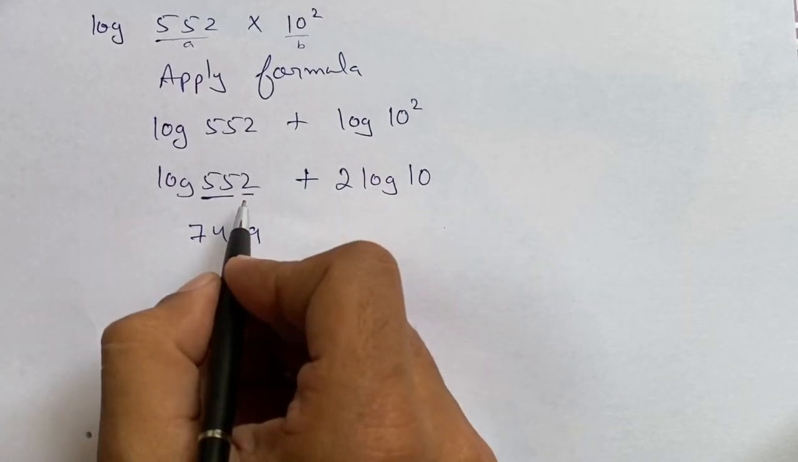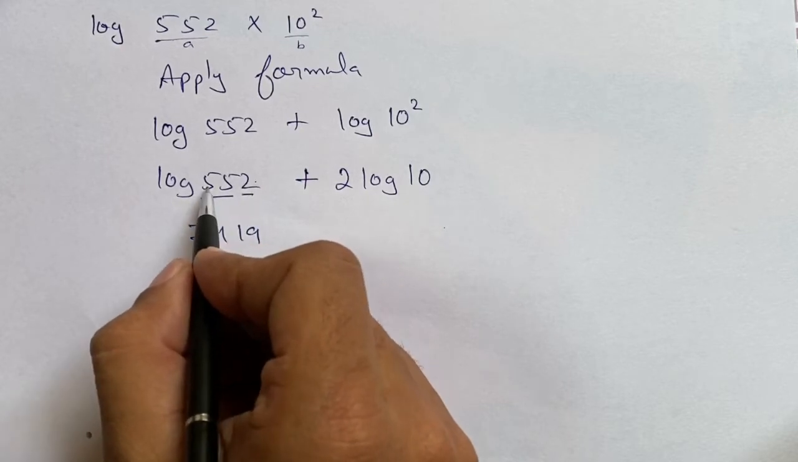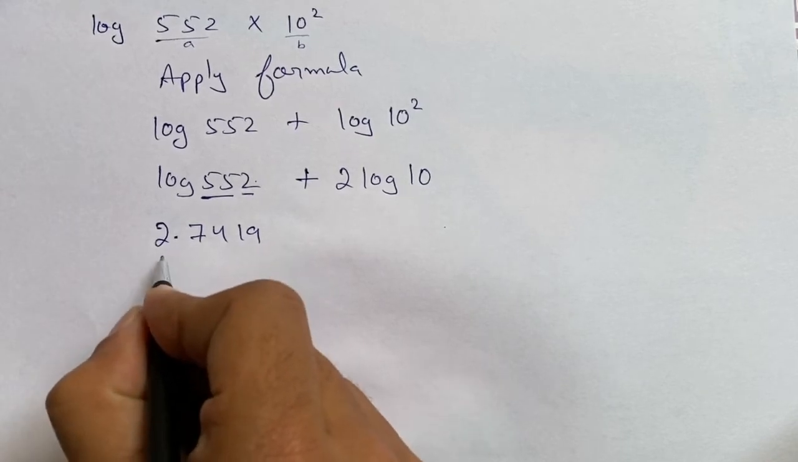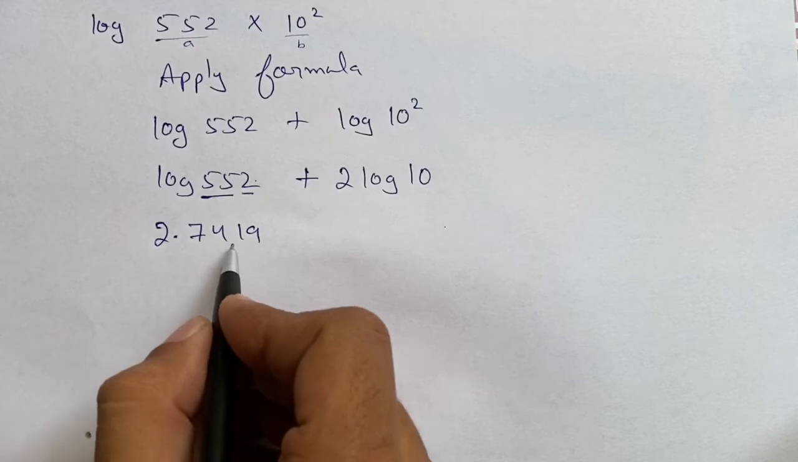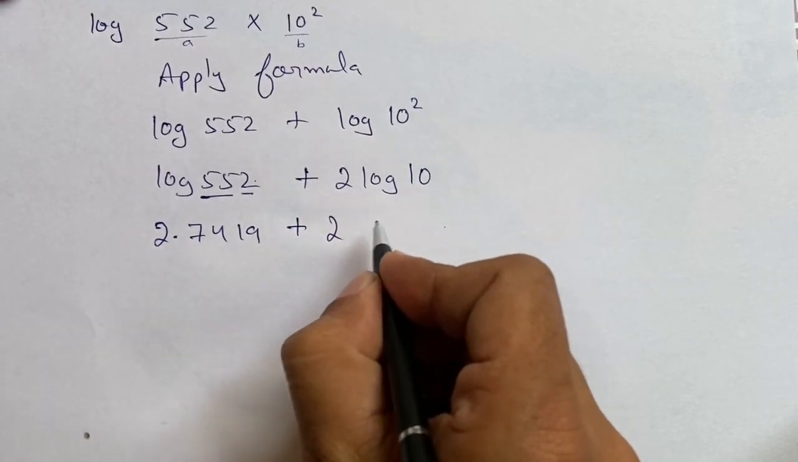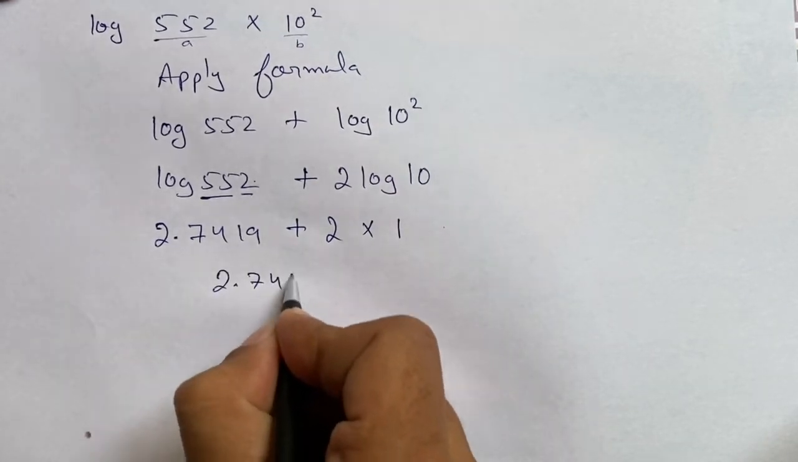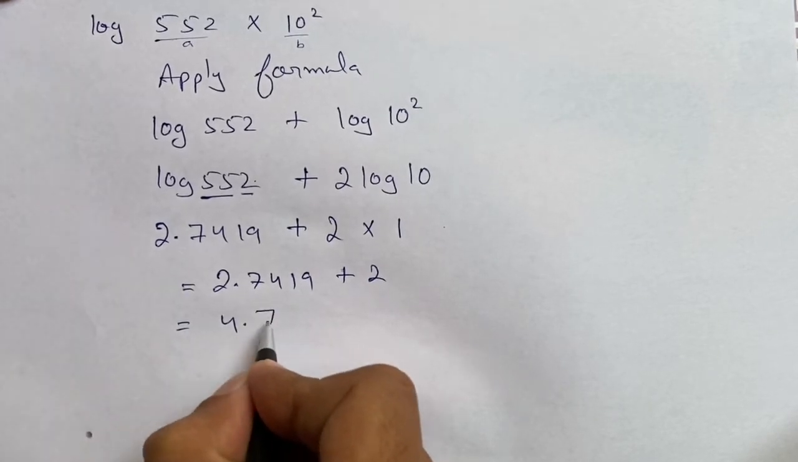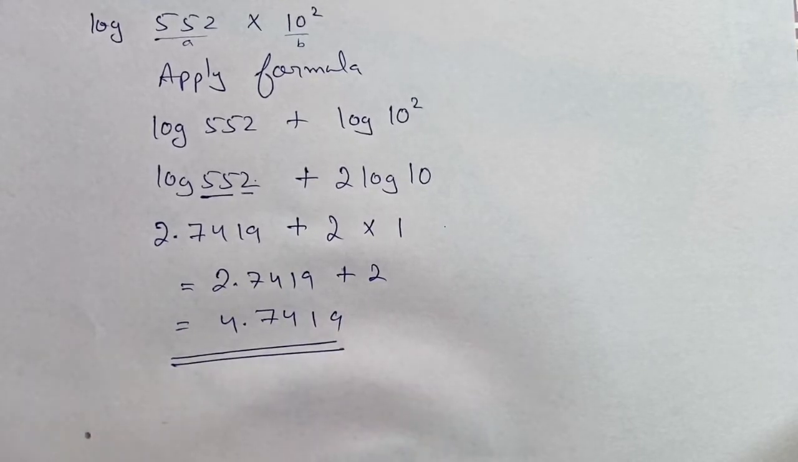As I told you, we have to suppose point after the third digit. So number of digits before the point are 3. 3 minus 1, it comes out to be 2. So answer for log 552 is 2.7419 plus 2. Log for 10 is 1. So 2.7419 plus 2. The final answer will be 4.7419. This is your final log answer.